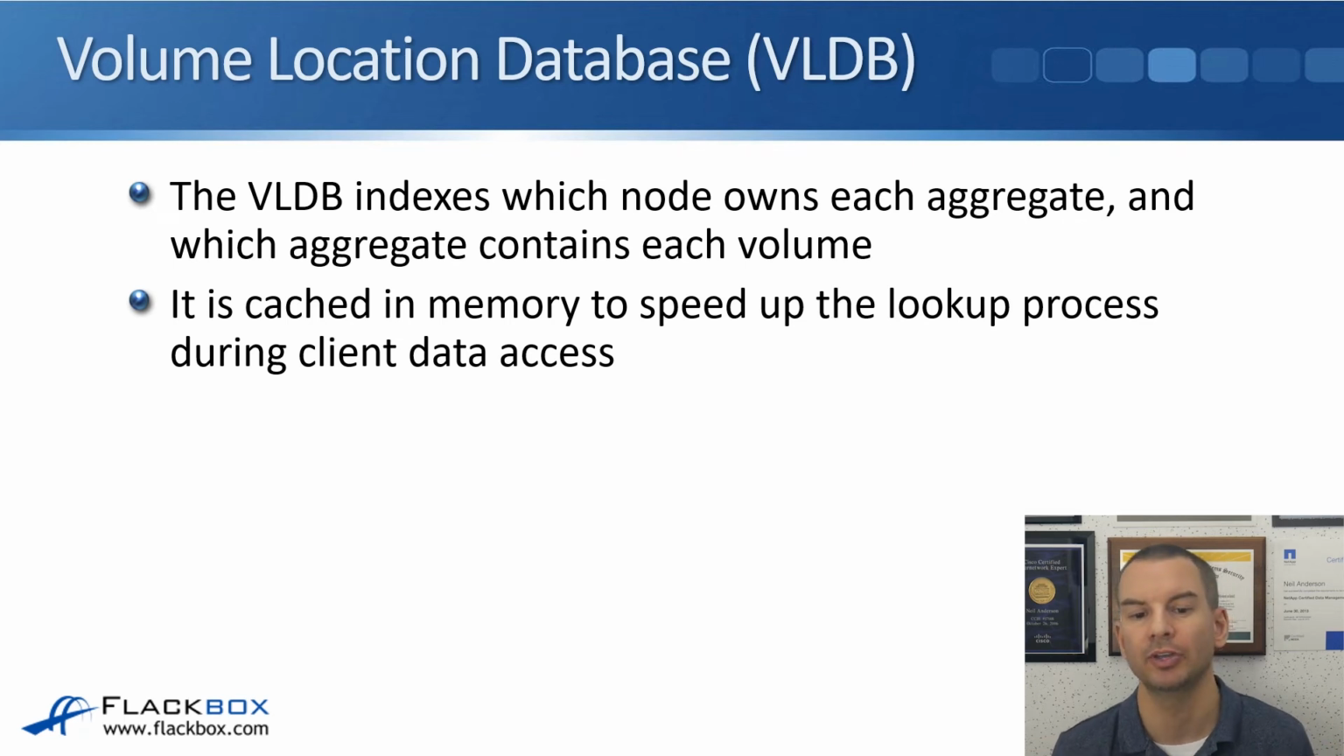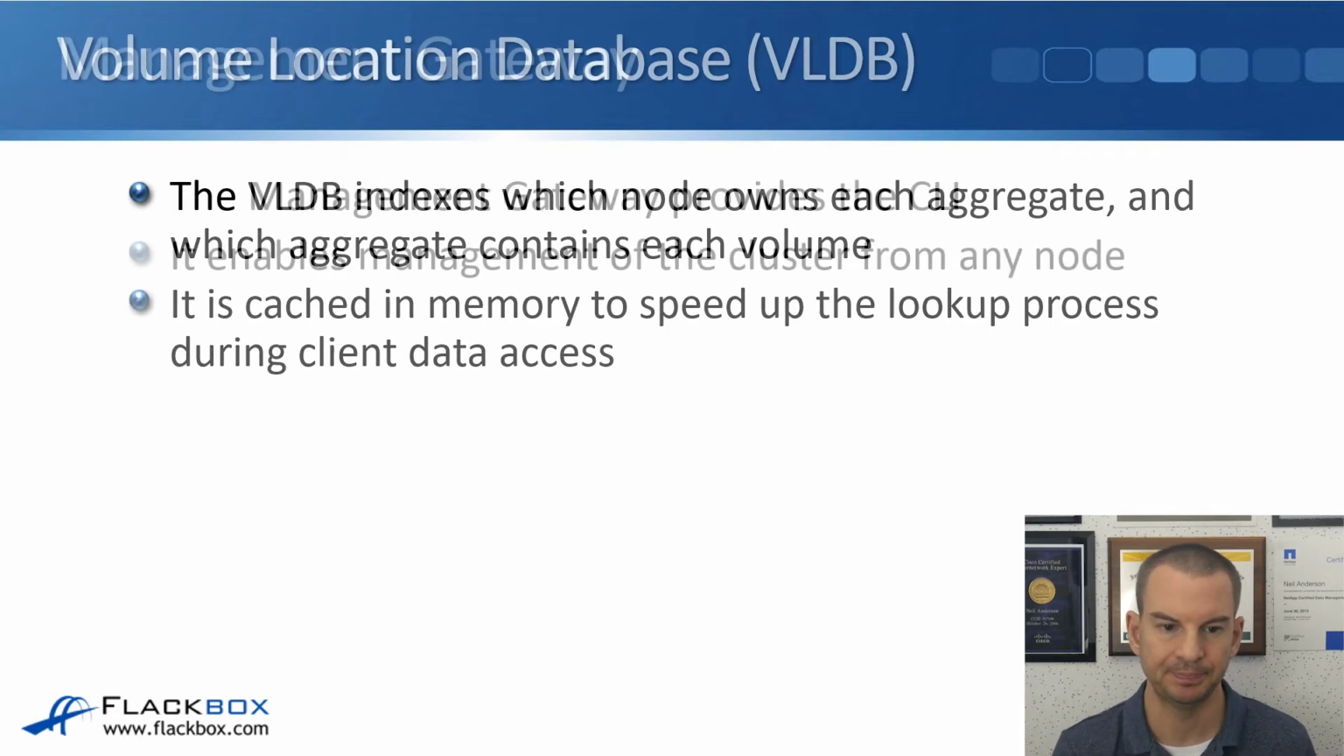So first up, the volume location database. The VLDB contains an index of which node owns each aggregate and which aggregate contains each volume. As the system administrator, it's possible for you to move volumes between different aggregates. The system needs to keep track of where each volume is located, and it's the VLDB that does that. It's cached in memory to speed up the lookup process during client data access. So when the system boots up, it will be read from vol 0 on disk into system memory.